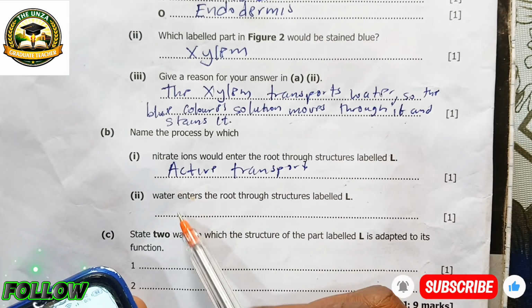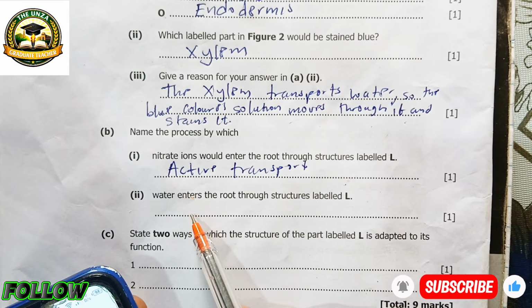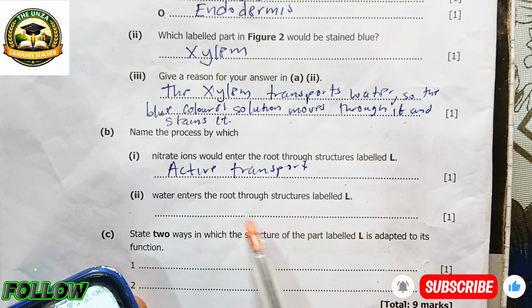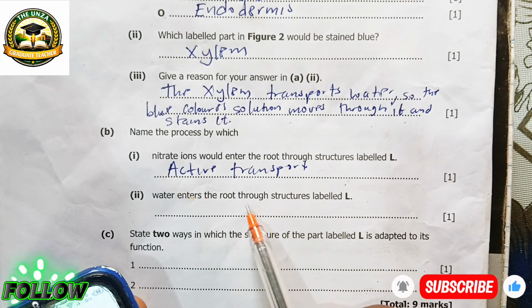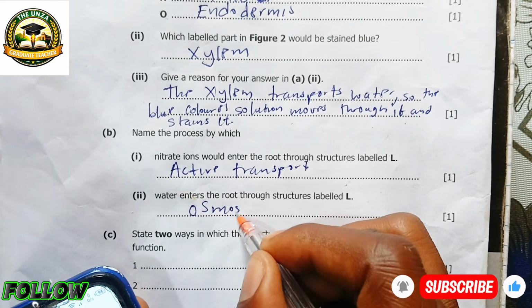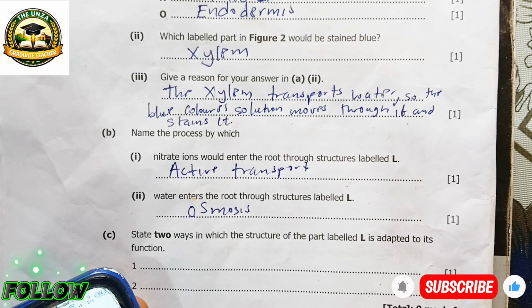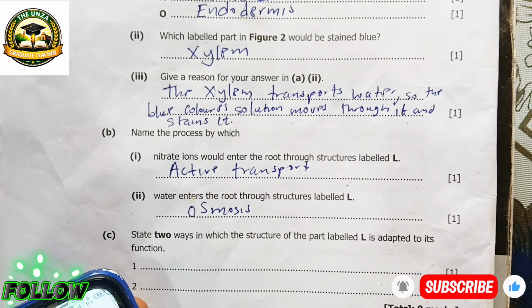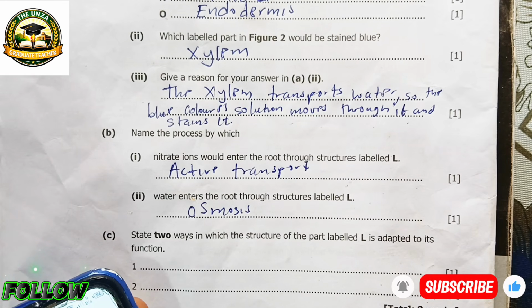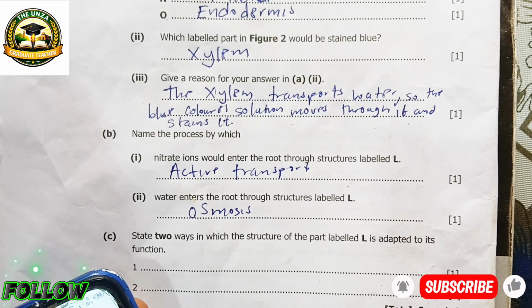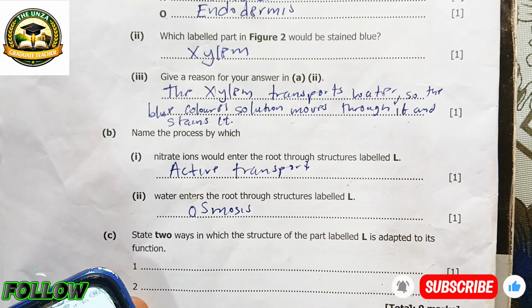Again, it was saying, name the process by which water enters the root through the structure labeled L. You say osmosis. The water moves from the soil into the root hair cell through a partially permeable membrane, which is osmosis. Like we say, osmosis is the movement of water molecules from higher concentration to lower concentration.